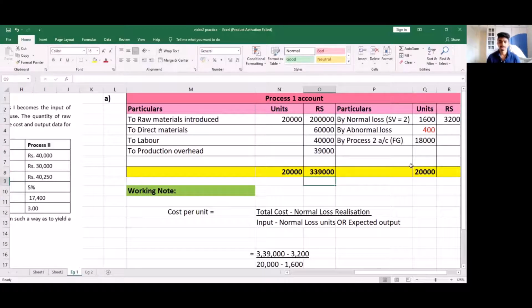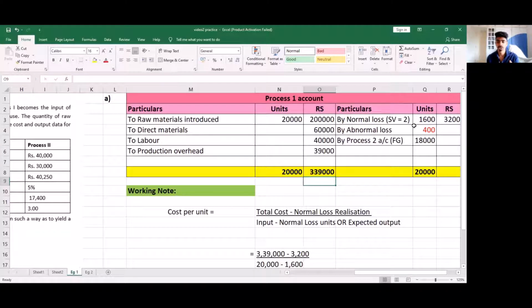Now let's try to understand this formula because we're doing it for the first time. Here we're trying to calculate the cost per unit. These are all our expenses. And as I mentioned before, normal loss is money we are getting back. So this has to be subtracted from the total cost because it does not form a part of your cost. The same goes for the number of units. This is the total units introduced, that is 20,000, but a certain number of units does not go into your product.